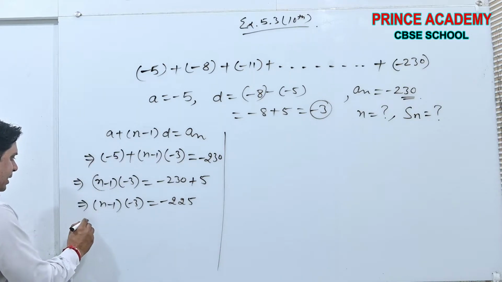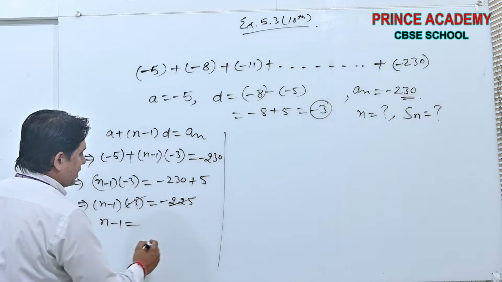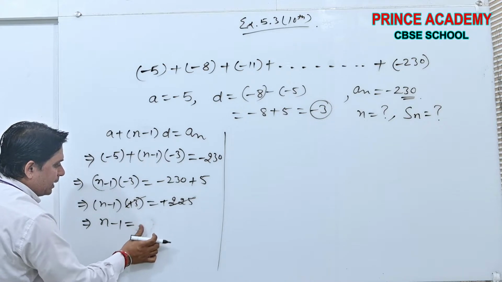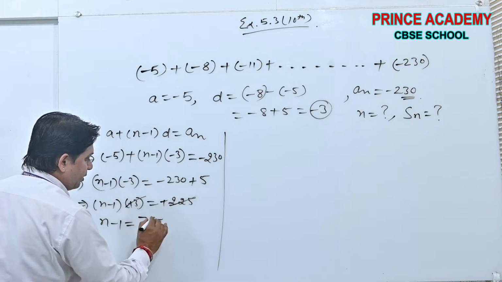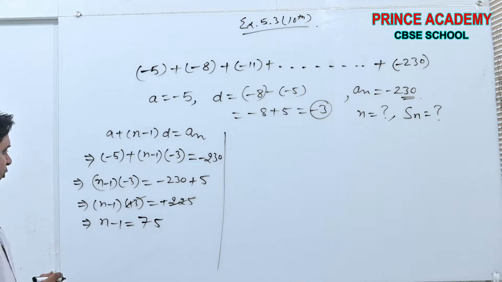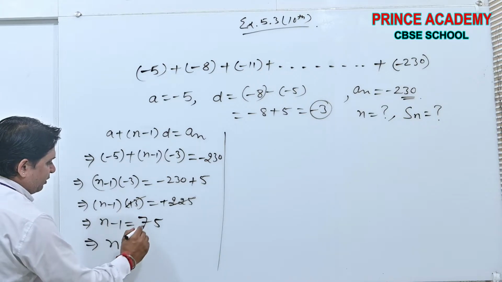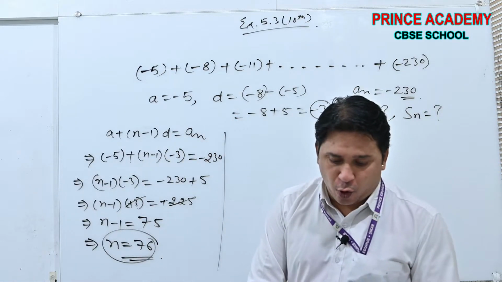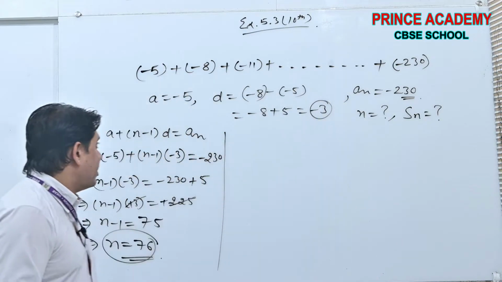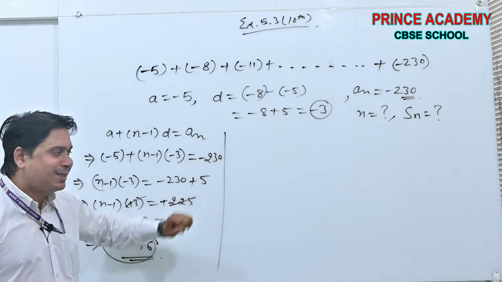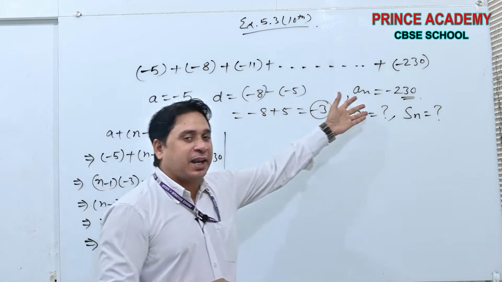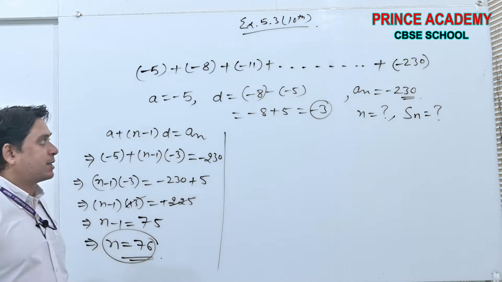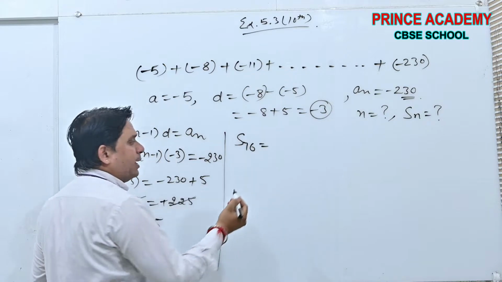Okay. From here n minus 1 is equal to, the minus will cancel the minus, and 3 will cancel this. What will you get beta? 75. Yes or no? You will get 75. Therefore n is equal to, shift 1 towards that, 76. Okay. And you got here n is 76. See once again beta, the last term formula is this. We put all the available material in the formula and from there we got n as 76. Now we have to find Sn.